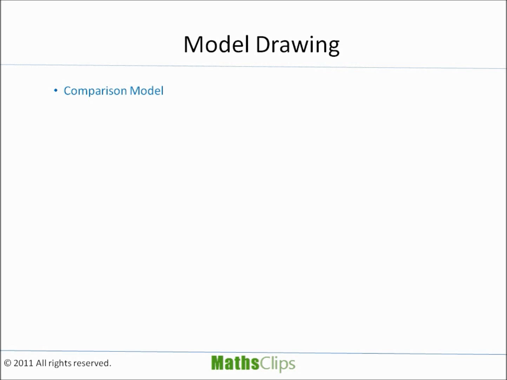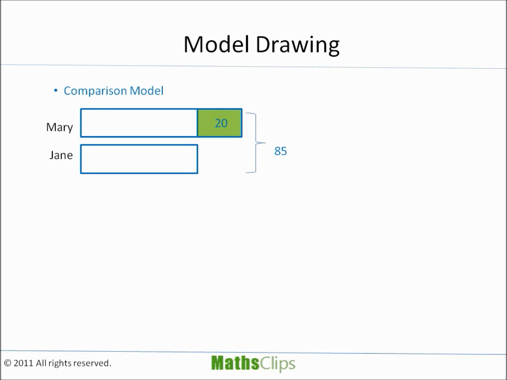In the comparison model, this model compares two or more different quantities. In this example, Mary and Jane have 85 stamps altogether. Mary has 20 more stamps than Jane. The quantities can be in whole numbers. However, you can also use the model for fractions or percentages.